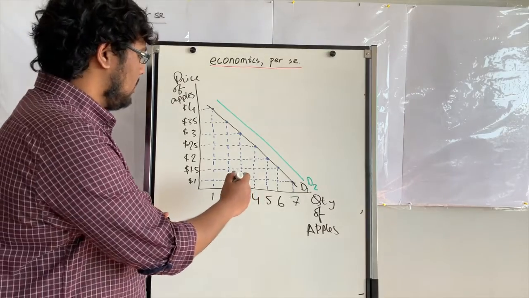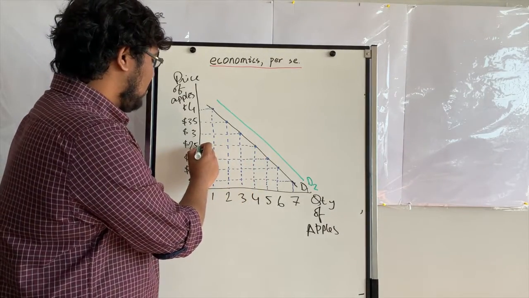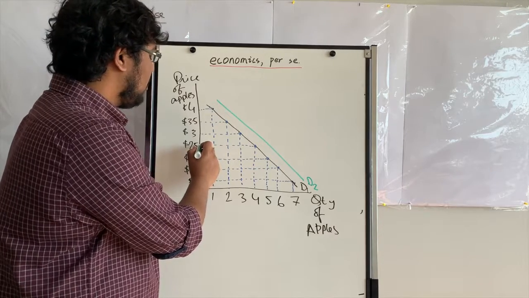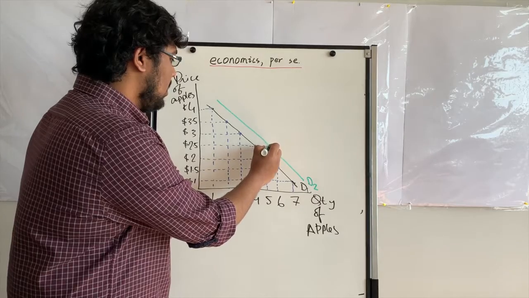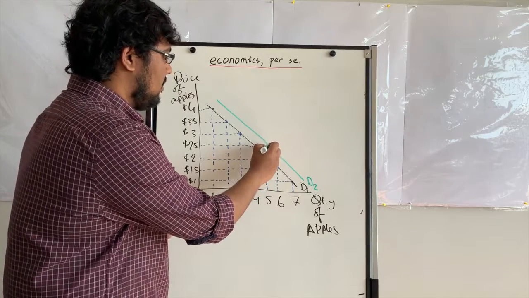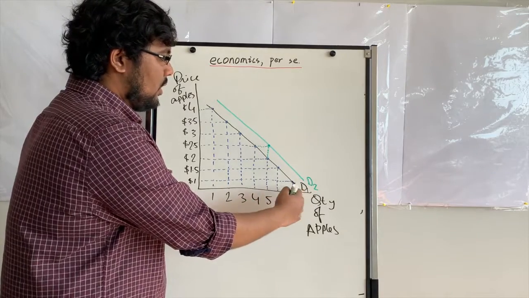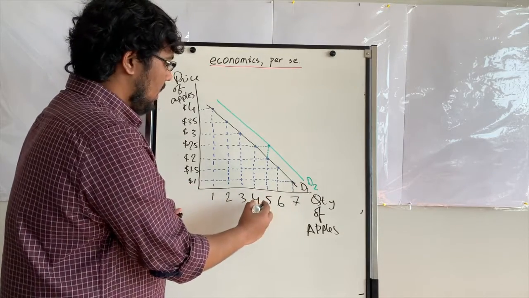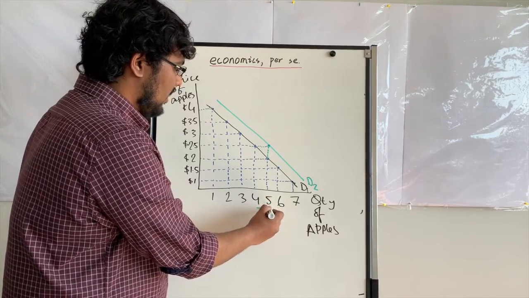Look what's happening here. Here, at the same price, $2.5 per kilogram, the individuals are demanding more than they used to in D1. The quantity demanded now changed from 4 to 5.